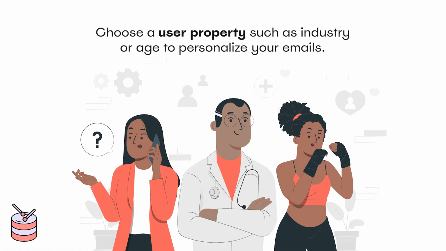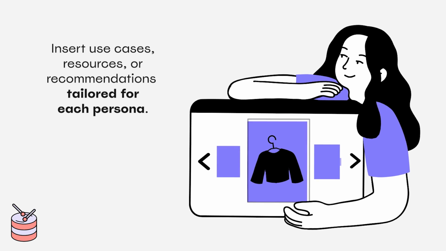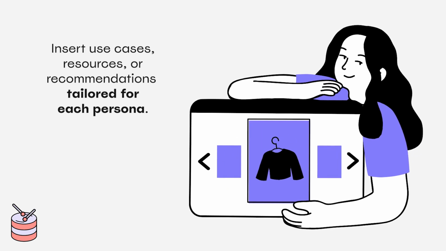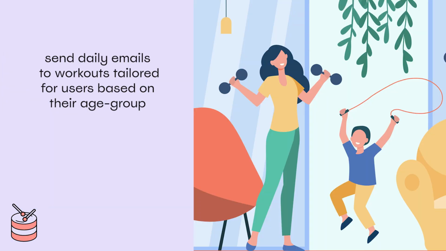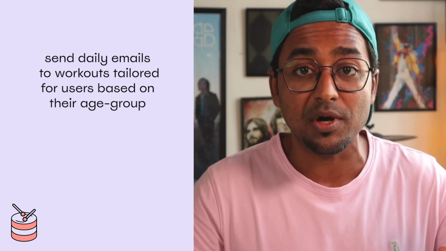Now, once you have persona data available, I recommend choosing one user property such as industry or age that you can use to personalize the contents of your emails by inserting use cases or resources or recommendations tailored for each persona. For example, the email sent to users who are yet to save their first workflow includes links to industry-specific templates that are inserted dynamically based on the value of the industry property. Similarly, a fitness app that wants to increase the, say, daily active user count can send daily emails with dynamic links to workouts tailored for users based on their age group, without creating multiple versions of the daily email.